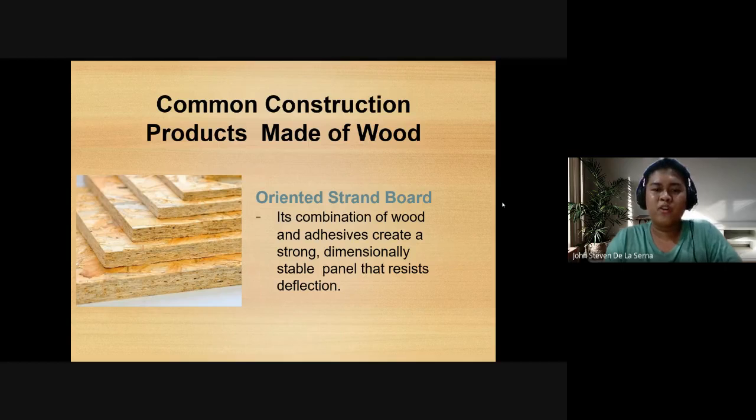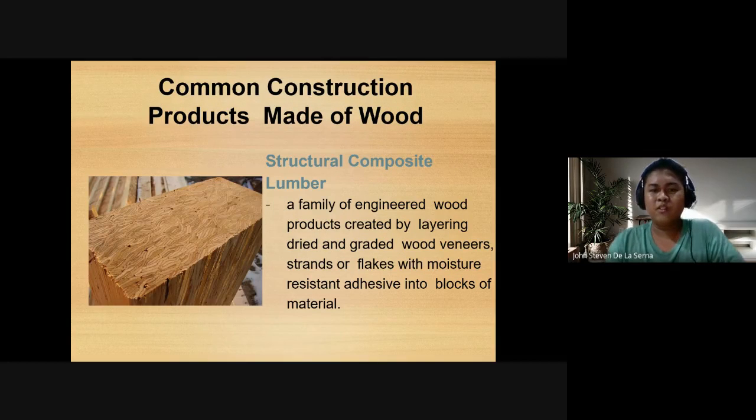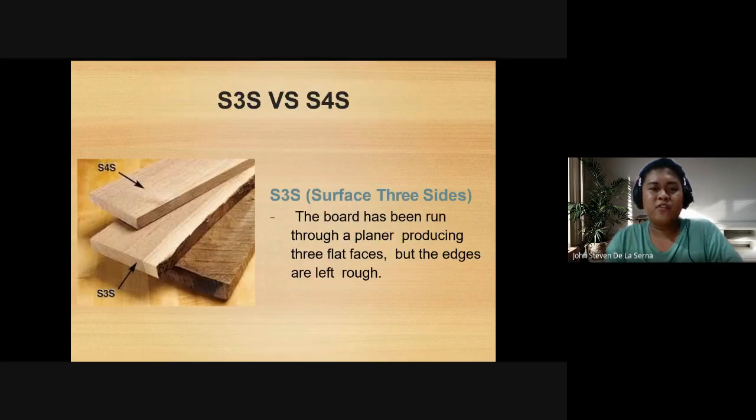Oriented strand board, a combination of wood and adhesives, creates a strong, dimensionally stable panel that resists deflection. It's basically a strong wood. Cross-laminated timber consists of several layers of lumber boards stacked in alternating directions, used for long spans in walls, floors, and roofs. Structural composite lumber is created by layers of dried and graded wood veneers, strands and flakes of wood, with moisture-resistant adhesive, pressed into blocks of material. S3S versus S4S.